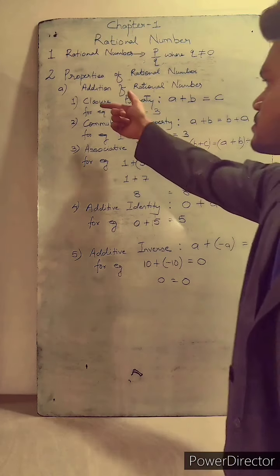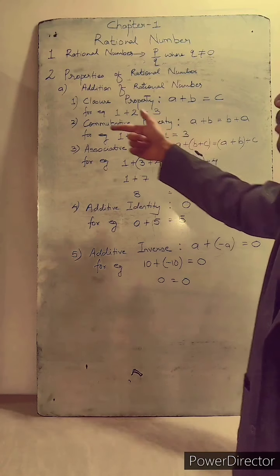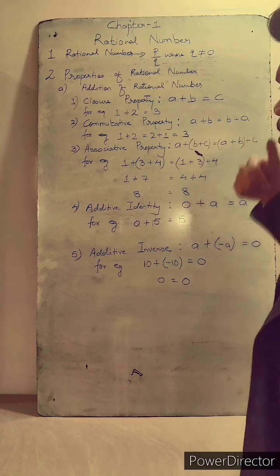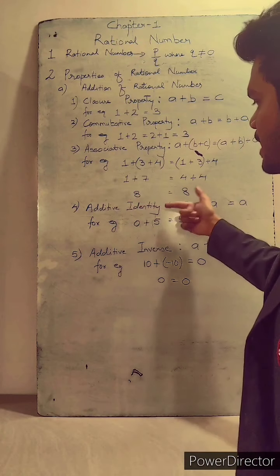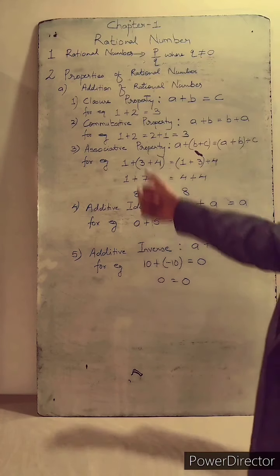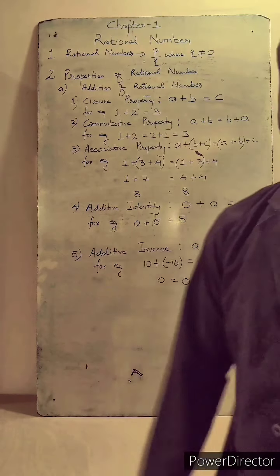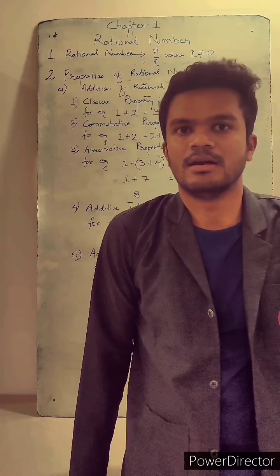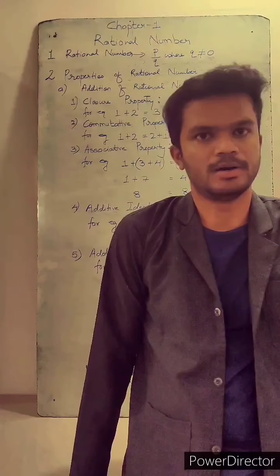The first property is closure property. The second property is commutative property. The third property is associative property. The fourth property is additive identity. The last property is additive inverse. Starting with the first property, closure property. It states that when two rational numbers are added, the result is always a rational number.